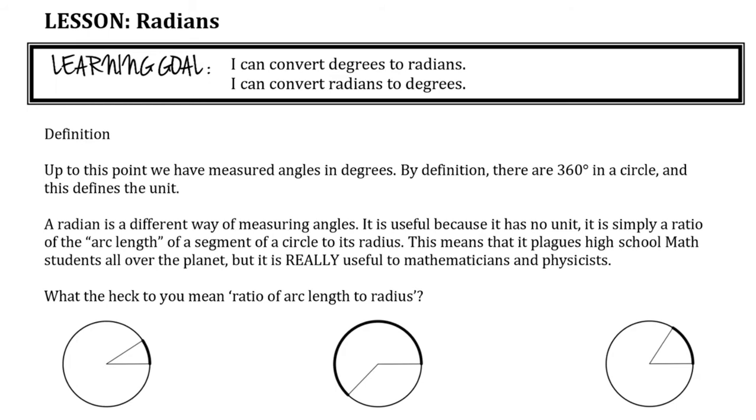Okay. It's useful. It has no unit. It's not exactly true. I mean, it is the unit, but it's a ratio. So that's what makes it useful, as opposed to a degree, which is just a defined unit. A radian is actually a ratio that defines the unit. Okay, it's a ratio of the arc length of a segment of a circle to its radius. So this means that it plagues high school math students all over the planet, but it's a really, really useful way of doing this kind of math once you get used to it for mathematicians and physicists and engineers who actually use this stuff.